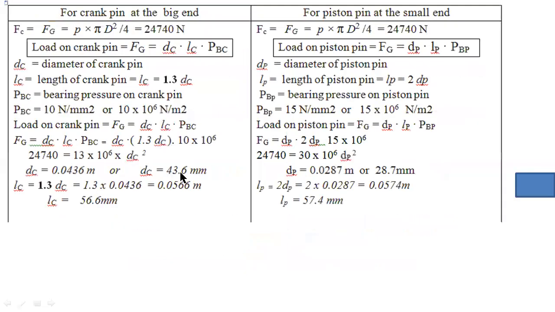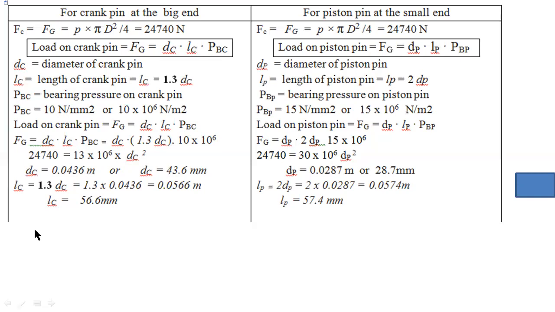And for the crank pin, that is the crank pin at the big end, this is the formula for the force acting on the connecting rod. Already we have found that value: FC, the force acting on the connecting rod, P into pi by 4 D square, equals 24,740. And for the piston pin also the same formula, FC is the same formula for both cases.